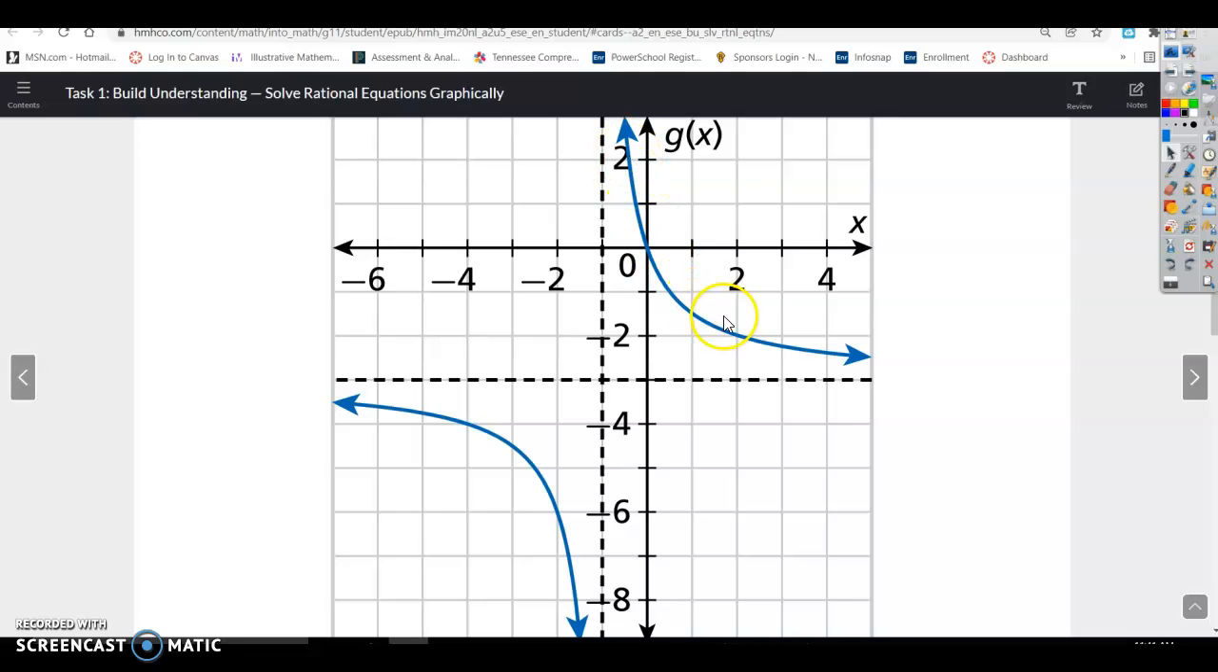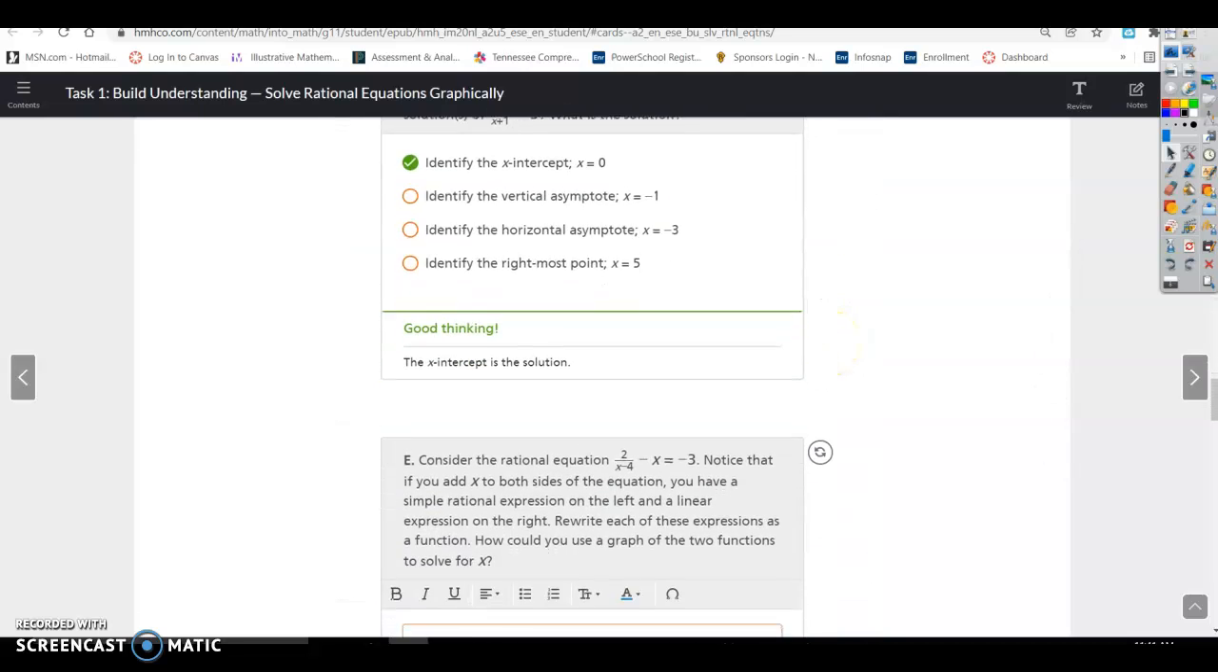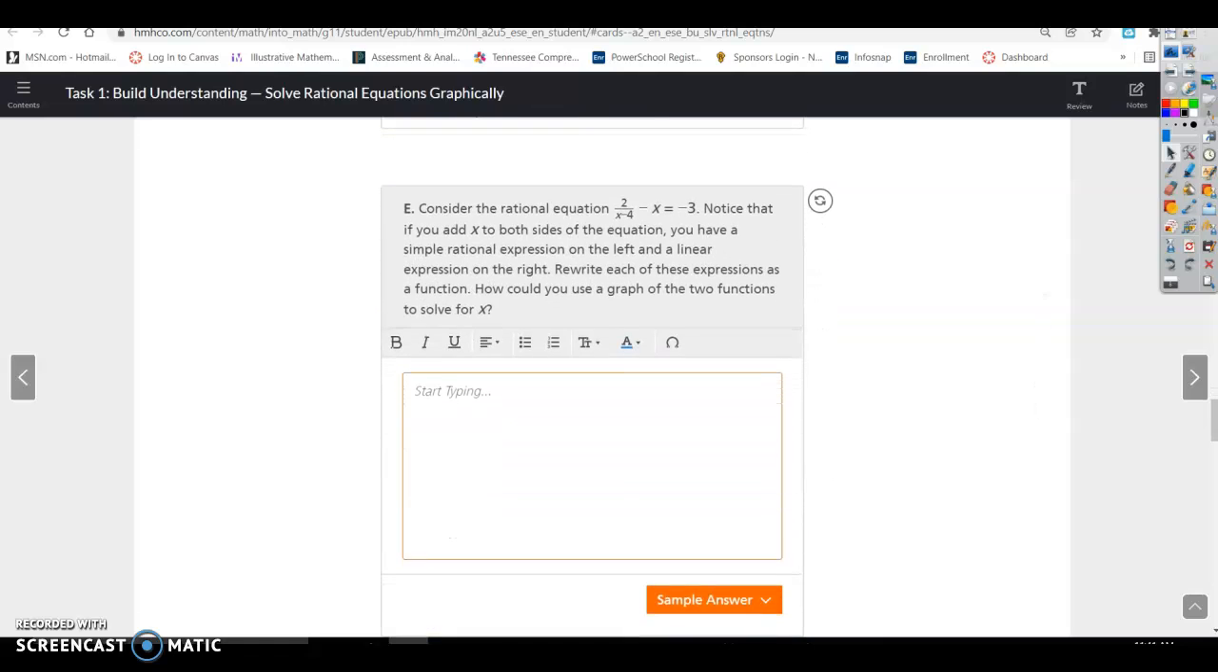So even though this graph has two pieces to the function, it only has one solution. All right, so it says consider the rational equation 2 over x minus 4 minus x equals -3. All right, so they've given us a new function here to look at.